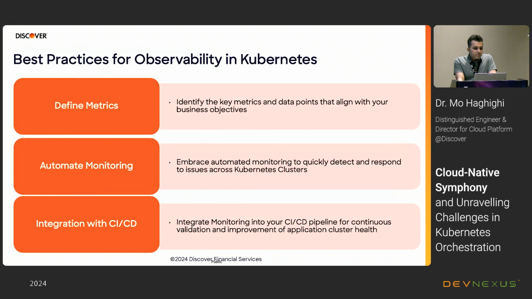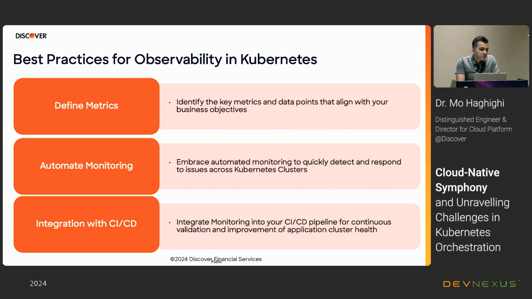With that, the last part is best practices for observability in Kubernetes. You need to define your metrics, automate monitoring, and integrate with CI/CD. Those are the important lessons that I have learned throughout my career, and for that, always identify the key metrics and make sure that your automated monitoring is always there to detect and respond. And again, using operators, you can make that happen. You can embed that into your cluster rather than deploying an application to look for those.